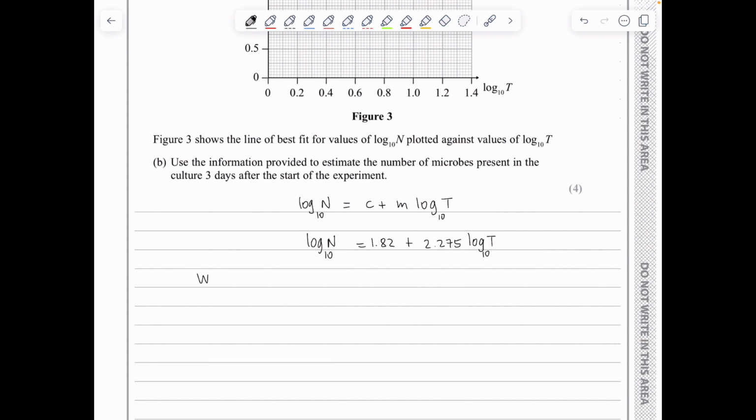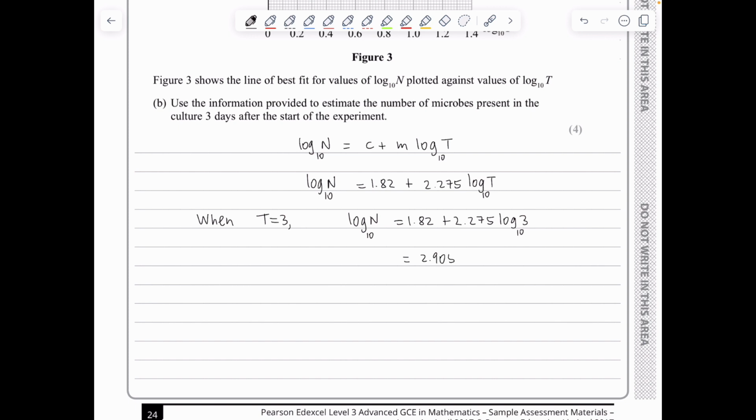We have been given to find capital N when T is 3. So when capital T is 3, we obtain that log N base 10 is 1.82 plus 2.275 log of 3 base 10. I will plug everything on the right hand side on my calculator. I get 2.905..., leading to N being 10 to the 2.905..., which means that N is 805 microbes to 3 significant figures.